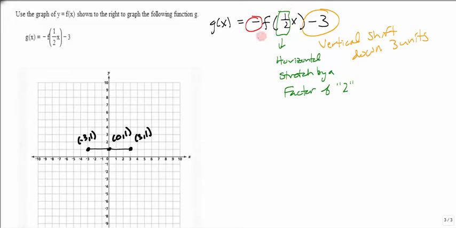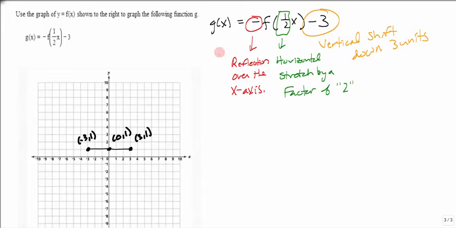And then we also have this reflection. Now this is outside of the argument, so this is a vertical movement. This is a reflection from up here to down here, so it's a reflection over the x-axis. So now I have to decide, how am I going to do this, in which order?